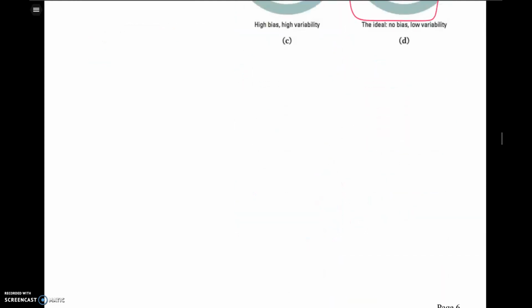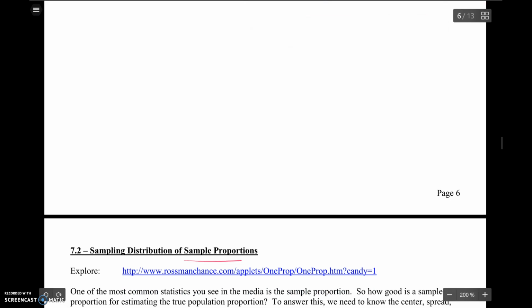All right, section 7.2 then is going to focus on the sampling distribution of sample proportions.